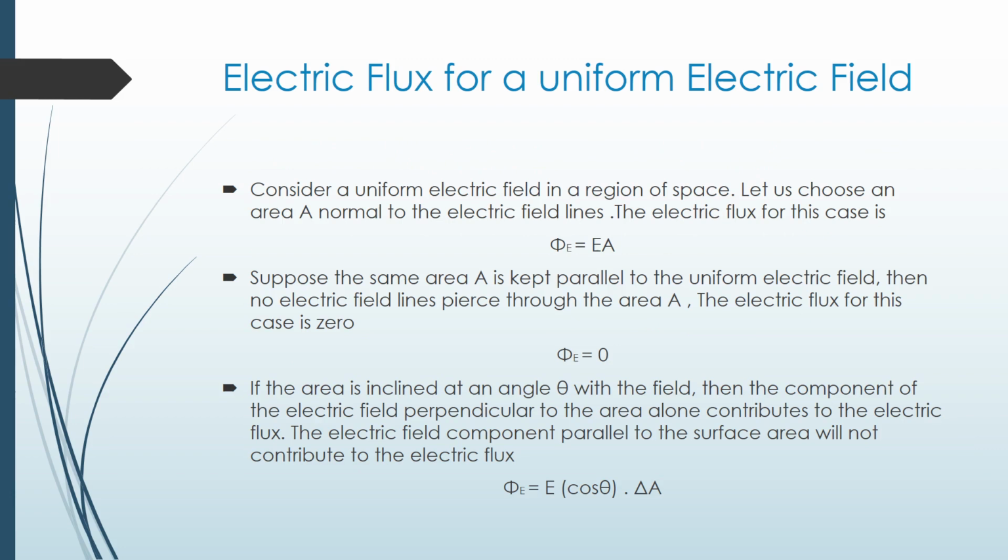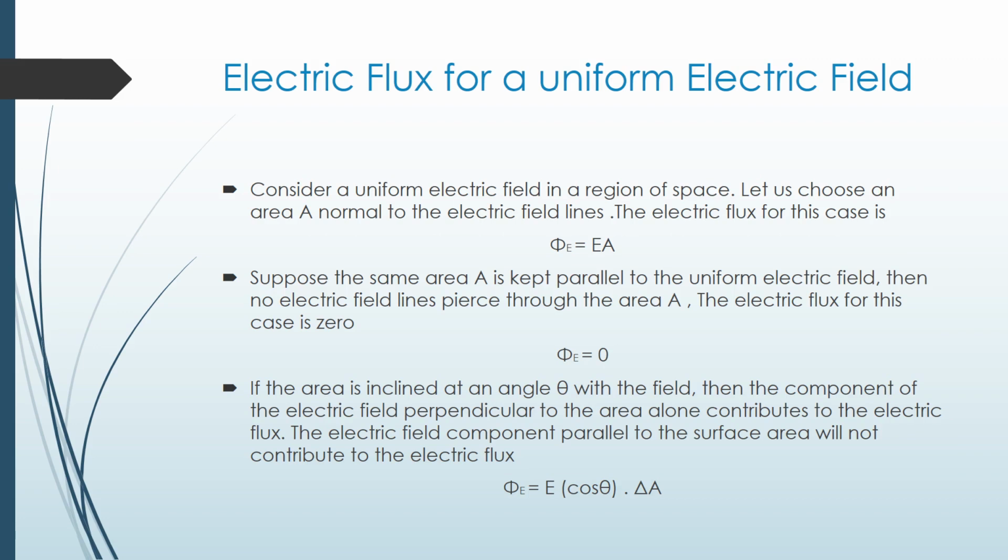Now electric flux for a uniform electric field. If you see in this slide, there are three equations. In the first equation, the total flux is basically the product of electric field and area A, and in the second equation the electric flux is equal to 0, which is minimum, and in third equation you have electric flux equal to E into cos of theta and into area A. Now these are three conditions which explain the maximum, minimum and intermediate electric flux.